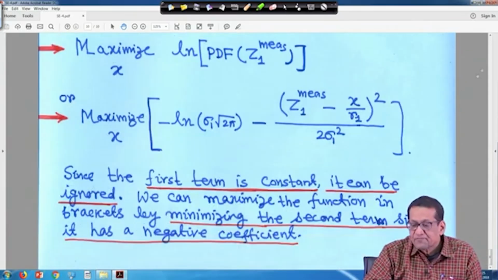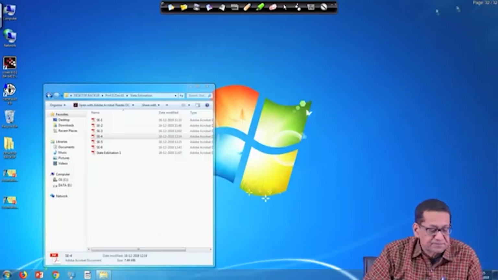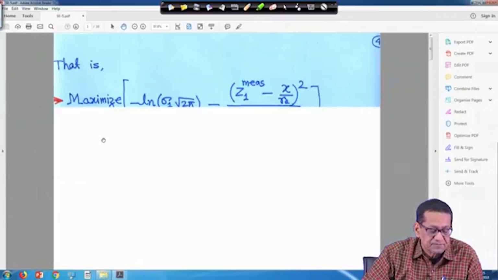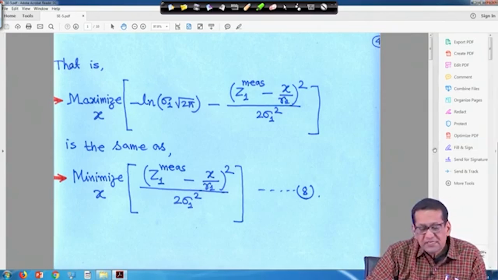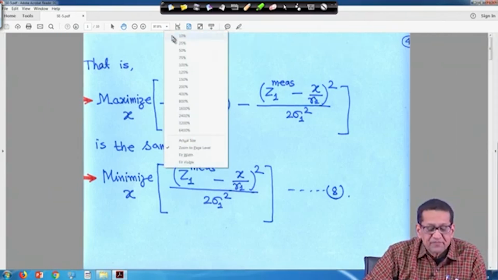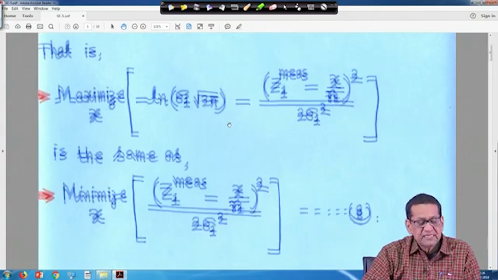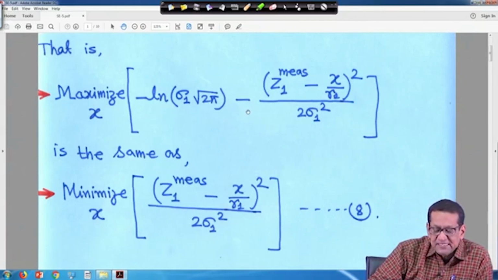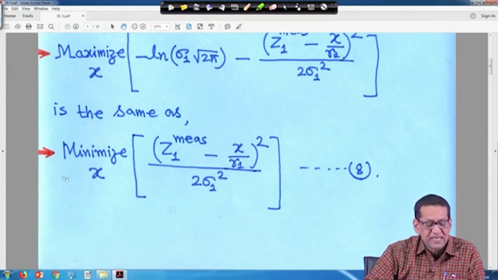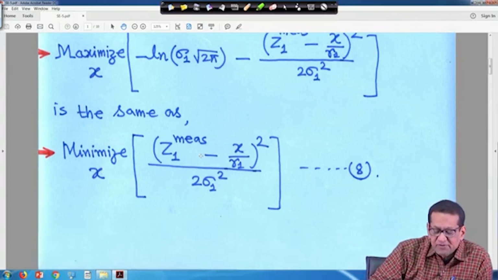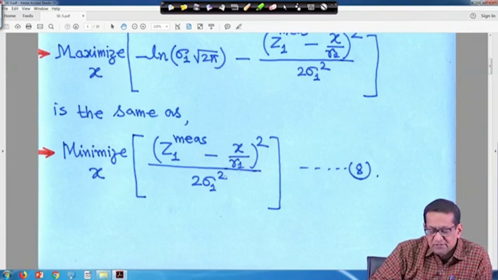Just hold on, let me increase its size. That is, maximize x of minus ln sigma 1 root 2 pi minus (Z1 measure minus x upon r1) whole square upon 2 sigma 1 square. It is simply actually minimizing x, that is (Z1 measure minus x upon r1) whole square divided by 2 sigma 1 square. This is equation 8.